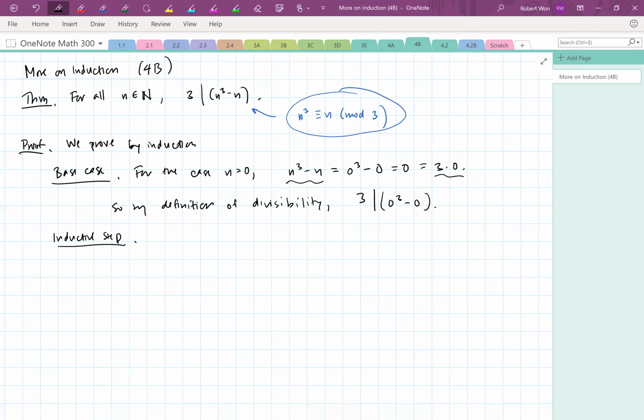And now we have the inductive step. The inductive step allows you to assume that it's true for the kth natural number, and then you need to use that to prove that it's true for the k plus first natural number. So in the inductive step, you prove that the kth domino knocks over the k plus first domino. So assume for some natural number k that 3 divides k cubed minus k. This is called the inductive hypothesis. It's where you assume the kth case in the inductive step.